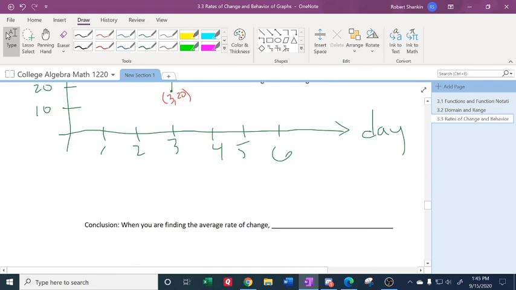Okay. Now, there's a conclusion here. When you are finding the average rate of change, how would you state, kind of summarizing what's going on here? When you're finding the average rate of change, everybody go ahead and type something in, but don't hit enter yet.